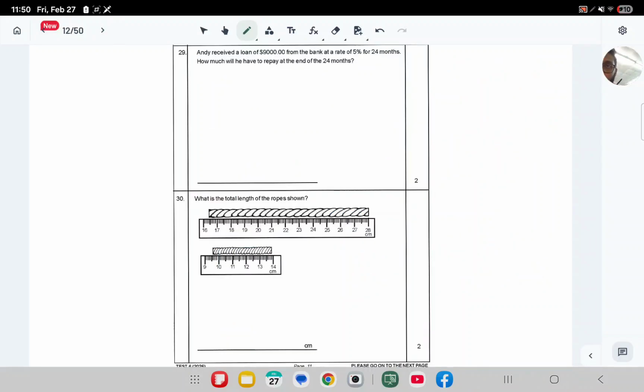Number 29, Andrew received a loan for $9,000 from a bank at a rate of 5% for 24 months. How much will he have to pay at the end of 24 months?